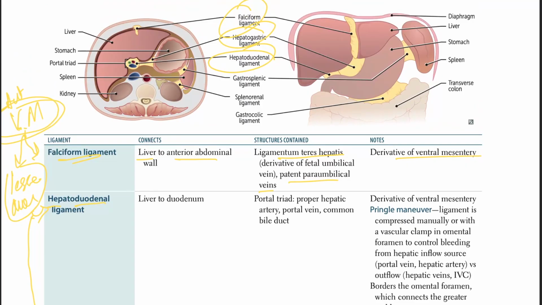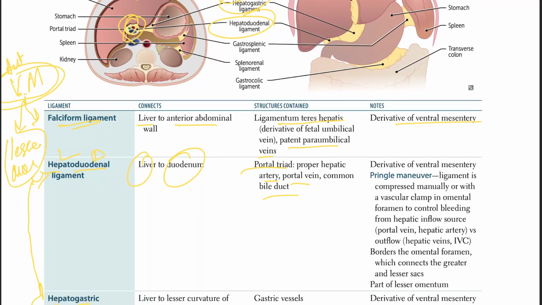What about the hepatoduodenal? Just look at the names: hepato, liver, duodenum. So it's going to go from liver to duodenum, right? And this is important as it has the portal triad. What does the portal triad consist of? It consists of proper hepatic artery, portal vein, common bile duct. It is again derivative of the ventral mesentery. You already know that.